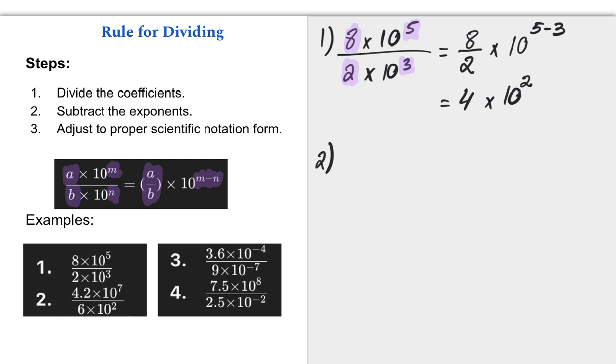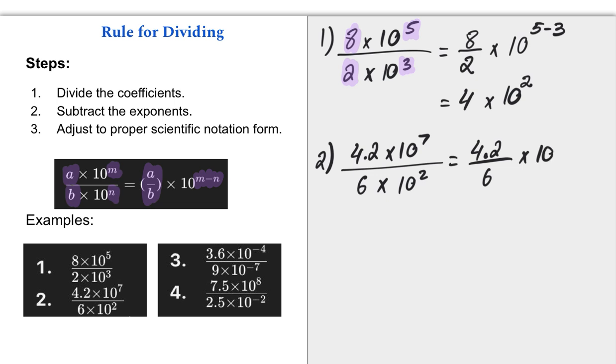Let's go ahead and start the second one: 4.2 times 10 raised to the 7th power divided by 6 times 10 to the 2nd power. Let's do our first step, dividing our coefficients, which will be 4.2 divided by 6, and the second step will be to subtract the exponents. All right, 4.2 divided by 6 equals 0.7, times 10 to the 5th power, because 7 minus 2 equals 5.